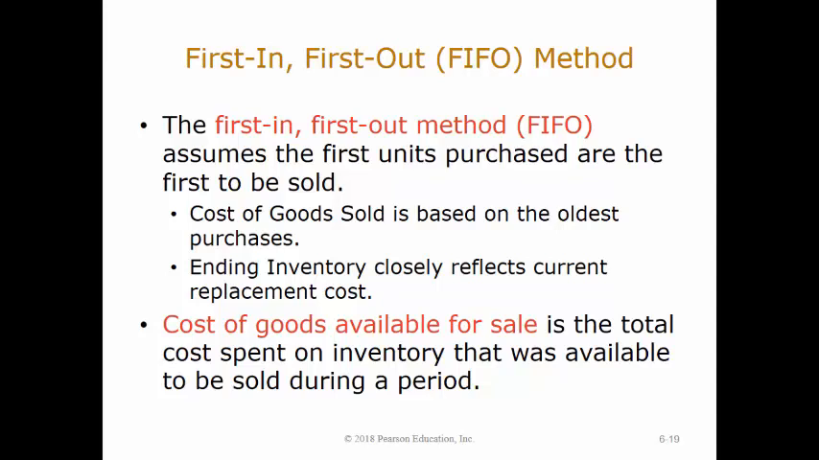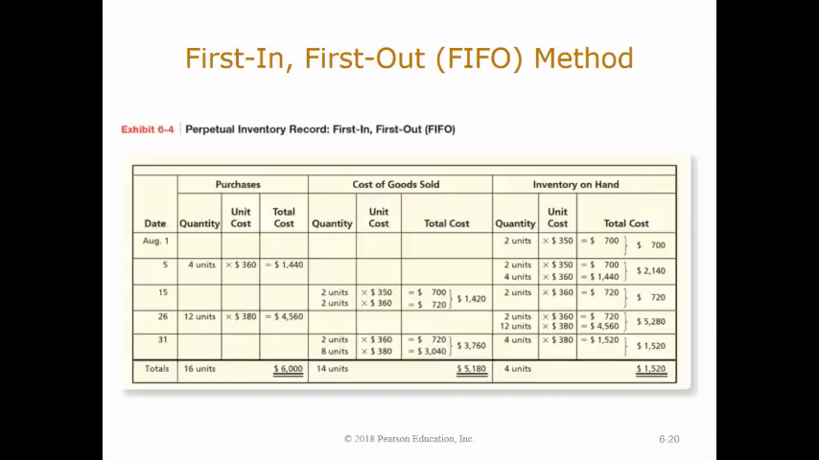When using perpetual FIFO, we account for each purchase and sale as it happens. When we sell items, we are usually unable to identify which specific items we have sold, since they are all homogeneous. For accounting purposes, we will assume that the units sold were the oldest units in inventory at the time of the sale. We will remove the oldest units along with their cost from the inventory record, leaving the newest units available and as part of ending merchandise inventory.